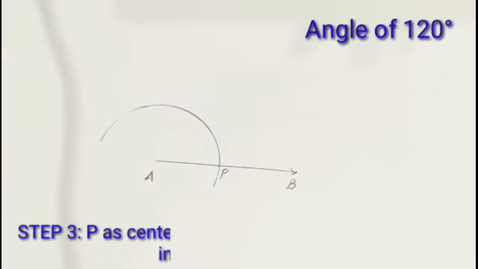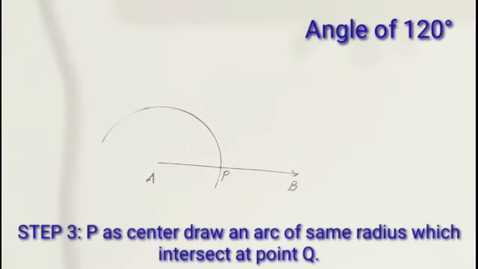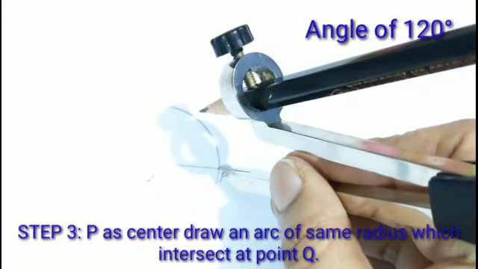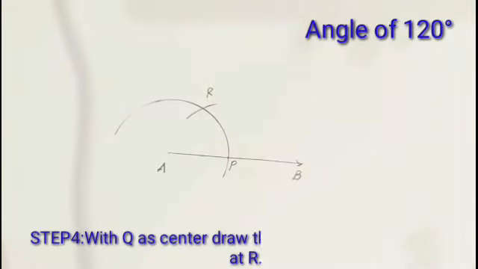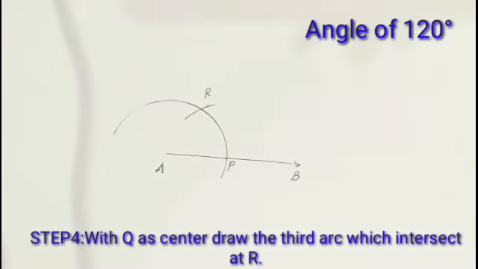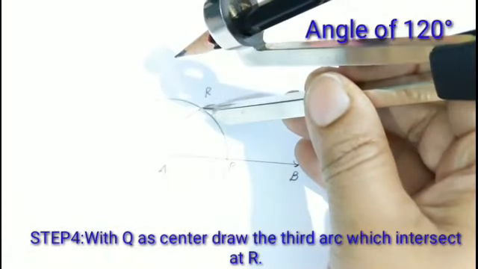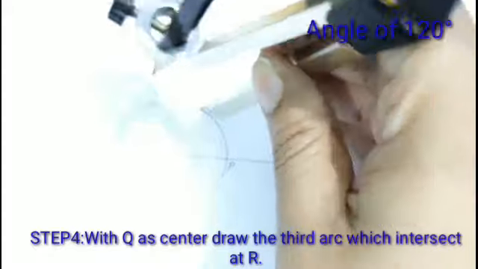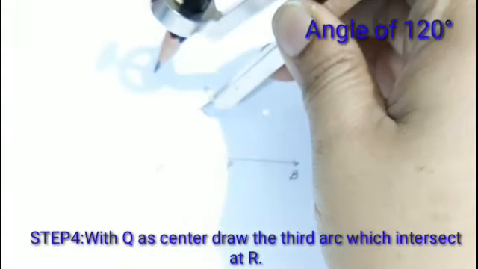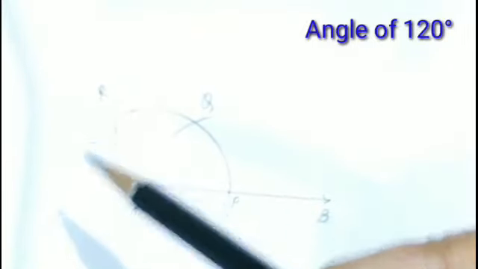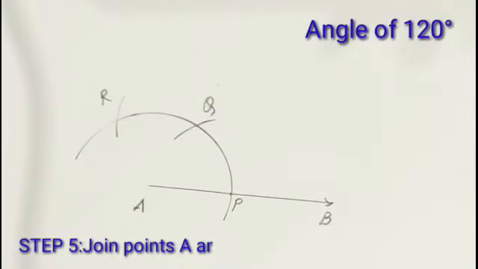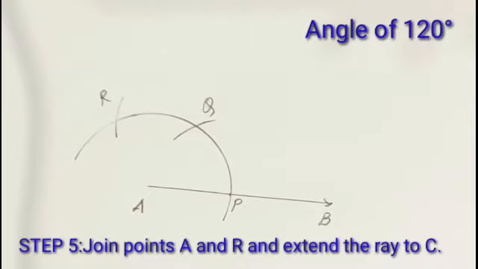Step 3. Draw an arc of the same radius with P as center, which intersects the arc at Q. Step 4. Draw a third arc of the same radius with Q as center. So during the whole step of construction, the radius of the arc will remain fixed. This is point R. Step 5. Join A and R and extend it to C.